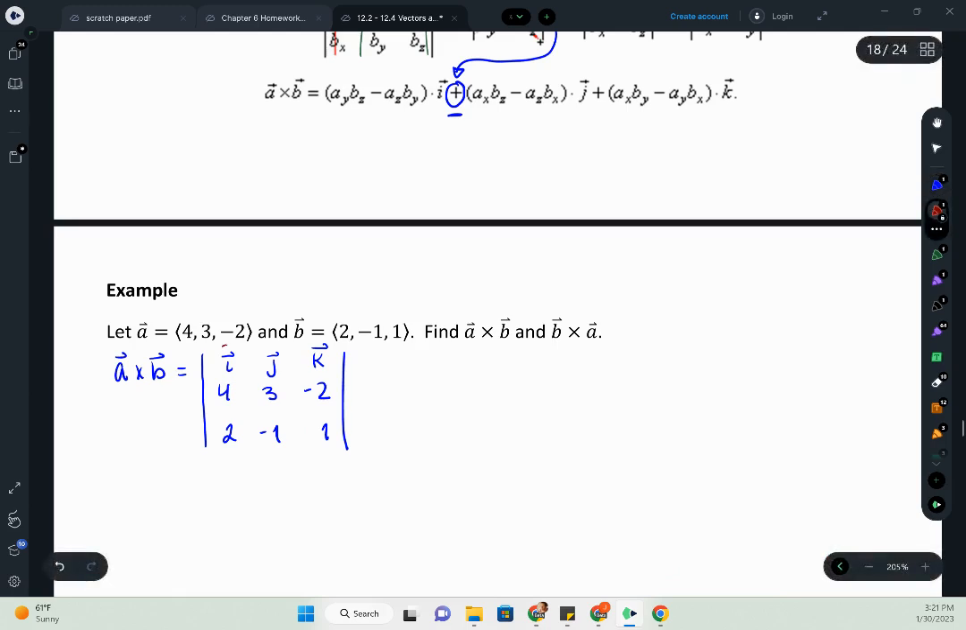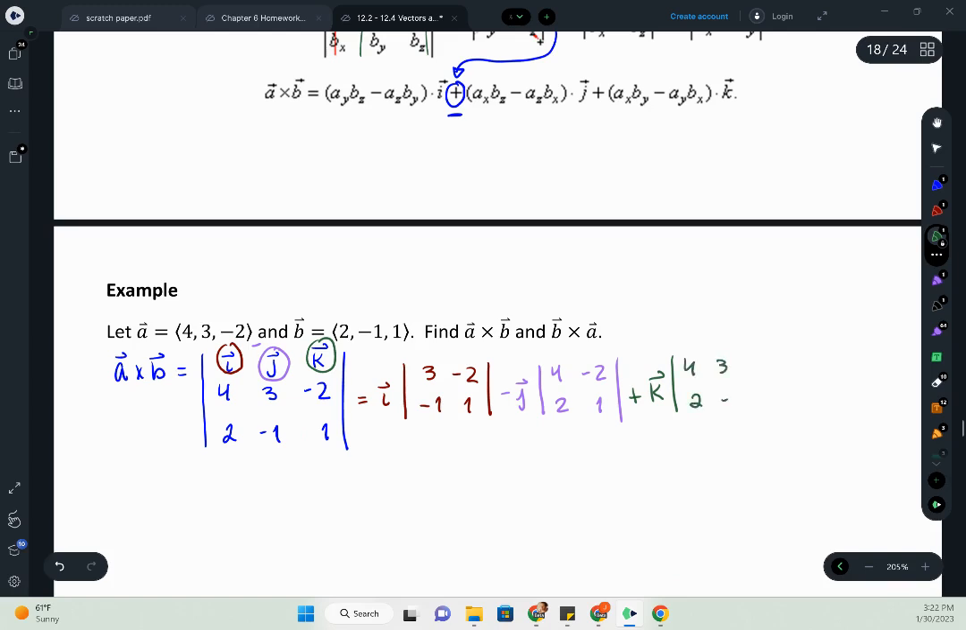So I start with my i hat. I'm going to get i hat times the 2 by 2 determinant with 3, -2, -1, 1. Then I do minus j hat, and it's going to have 4, -2, 2, 1 for the determinant. And then I go to positive k hat multiplied by the determinant with 4, 3, 2, -1 in the components.